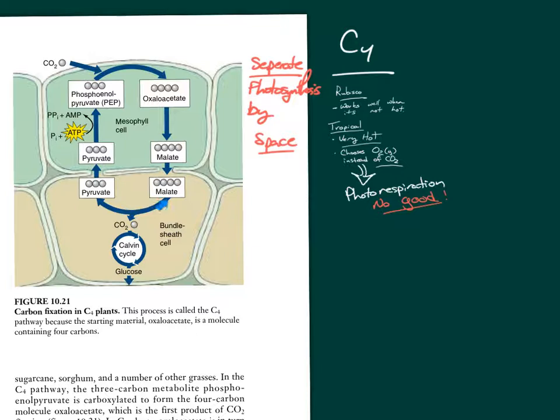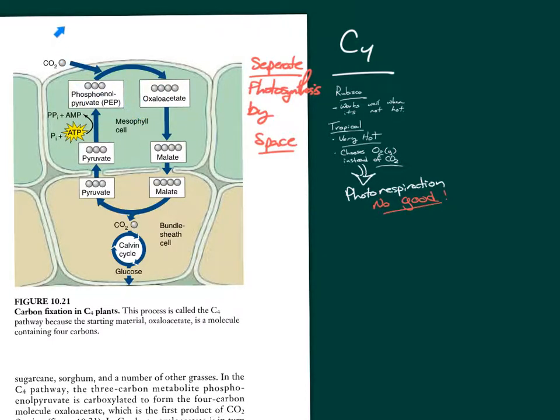So malate turns into CO2. Malate takes it, and now here you have a lot of CO2. What is it you don't have a lot of? Oxygen. Because where's the oxygen being made? Up here, because this is where the light reactions are happening. Here's the ATP. Here's the water being broken down. Here's the NADPH being made. All that's being made here.